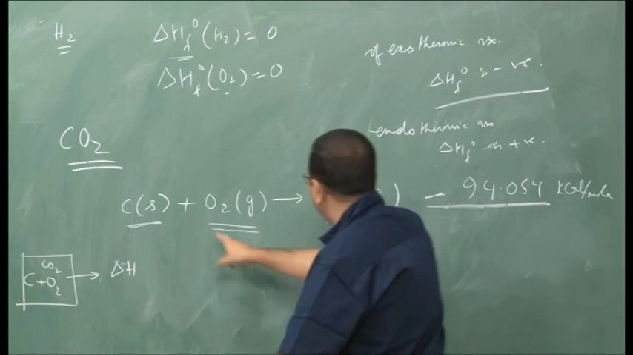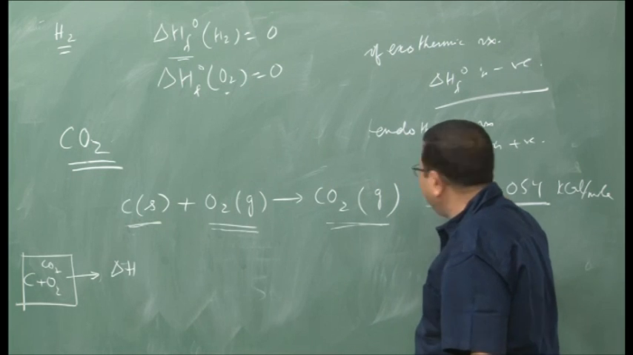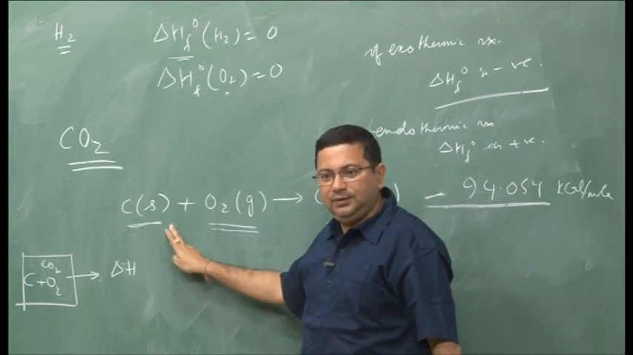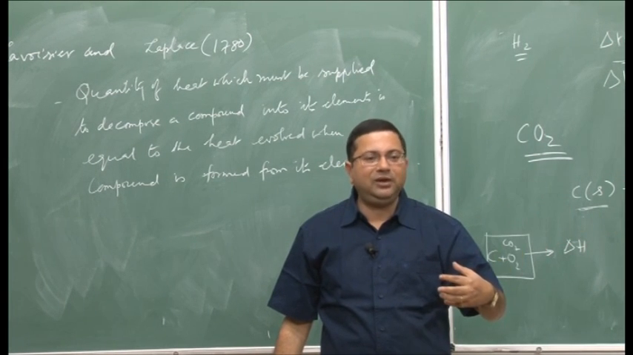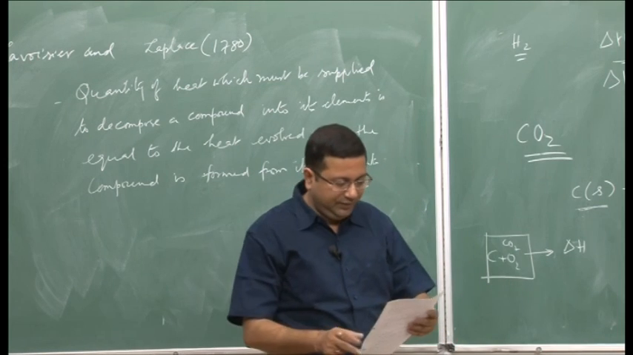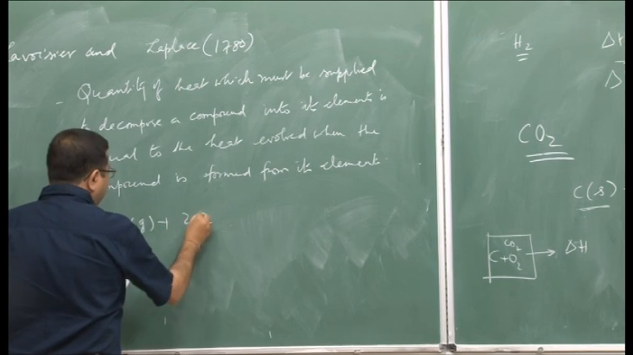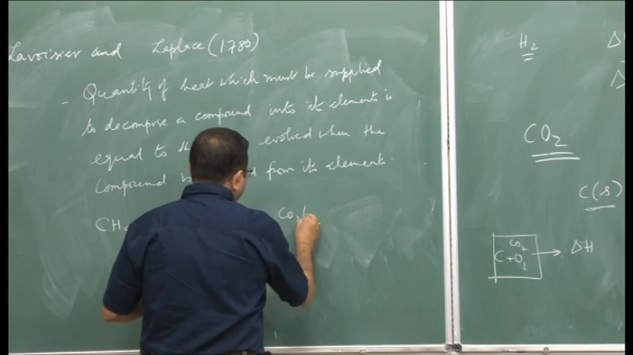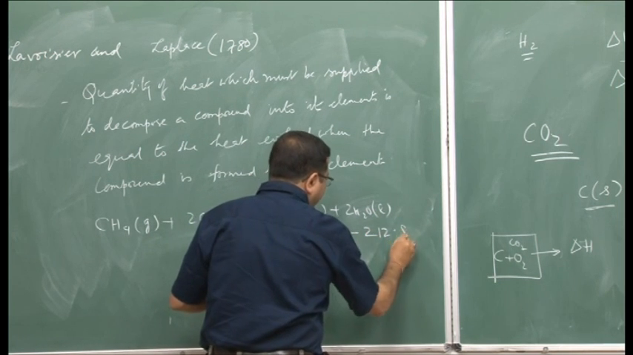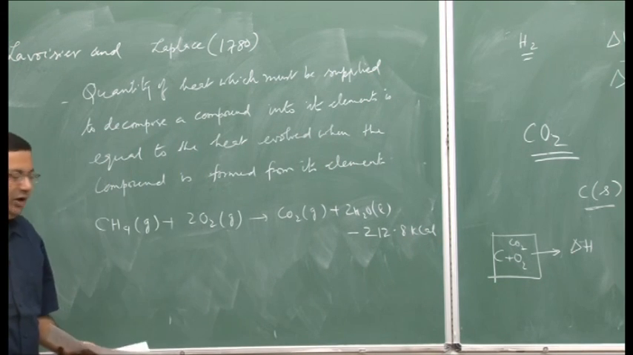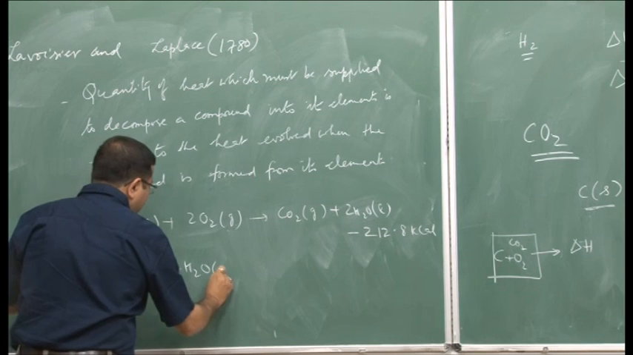So, now here what is happening, this was my reaction, right. Now, if we have to go from here to here, we need to add this magnitude of energy to get this. That is the general form of this law, that the heat evolved in the forward direction is equal to the heat evolved in the backward direction. Magnitude is the same, but the signs will be different. So, for example, let me look at an example, gaseous methane burning with gaseous oxygen, giving CO2 plus 2H2O, let us say in liquid form. This is an exothermic reaction. So, the heat evolved is 212.8 kilocalorie.